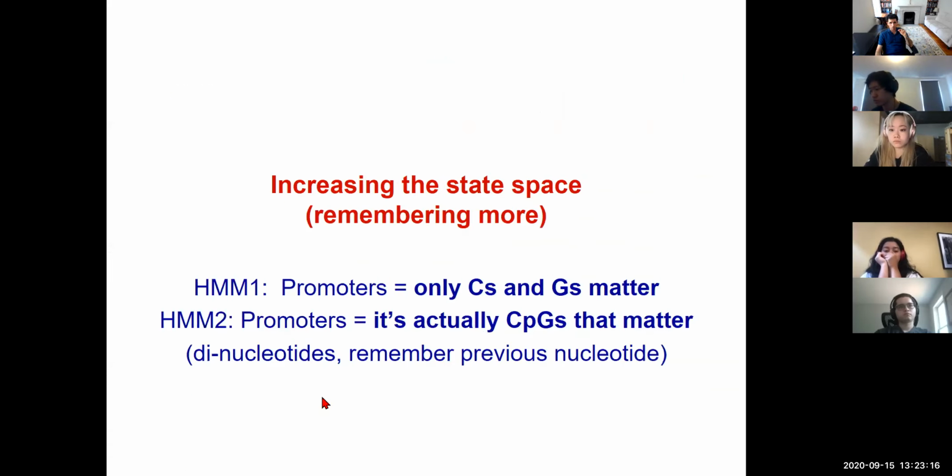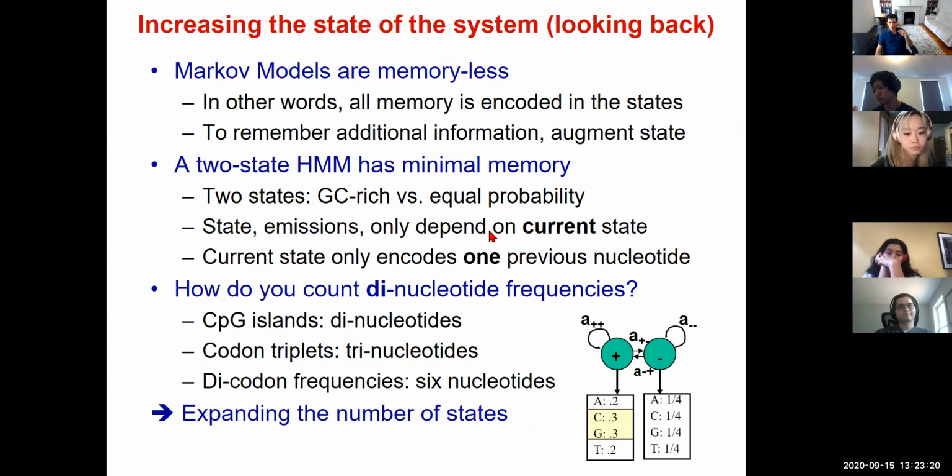Okay, so here's what we're going to do. We're going to remember more. We're going to remember something more than simply, am I in a promoter or in a background state?